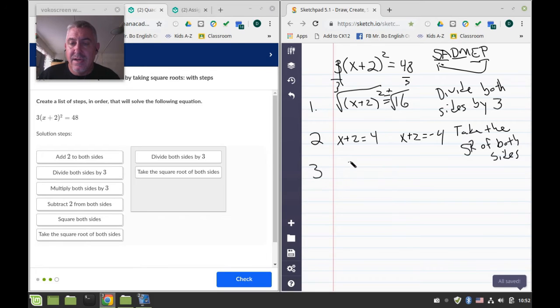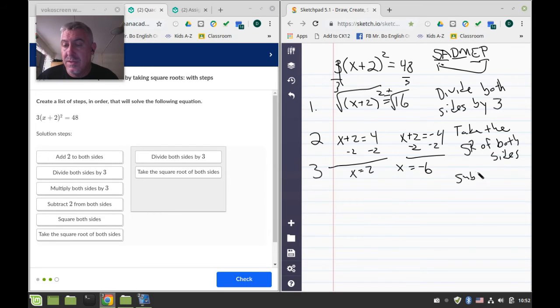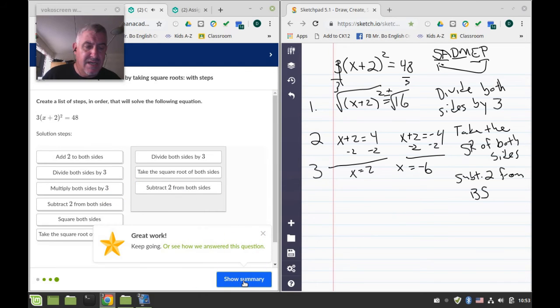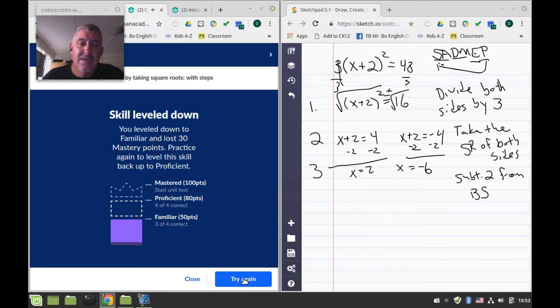Alright, and number 3, because we broke up the parenthesis, we're going to go back to the beginning. I'm going to subtract 2 from both sides. And it's kind of funny, when you break these up, you end up doing the same stuff. You just end up with a different number for x, but you end up doing the same steps. x is equal to 2, or x is equal to negative 6. So subtract 2 from both sides, and here's subtract 2 from both sides, and check.